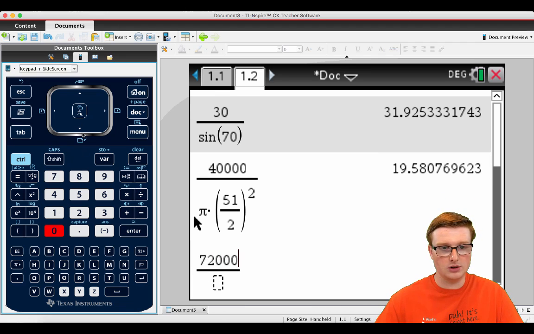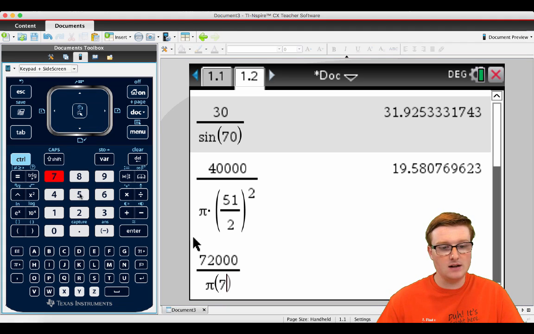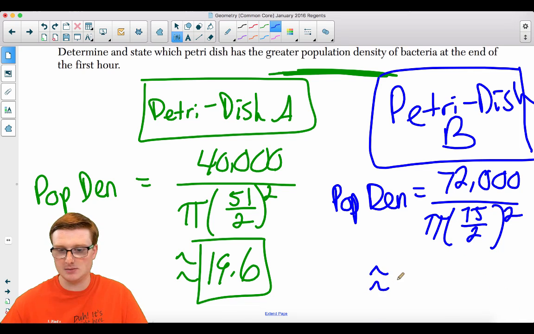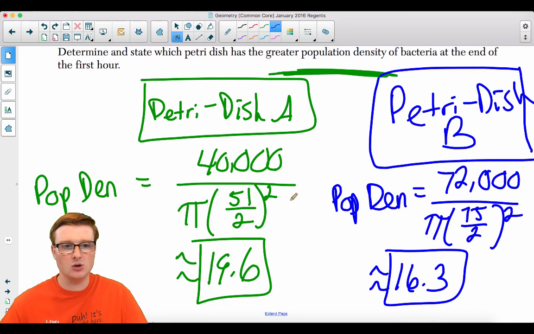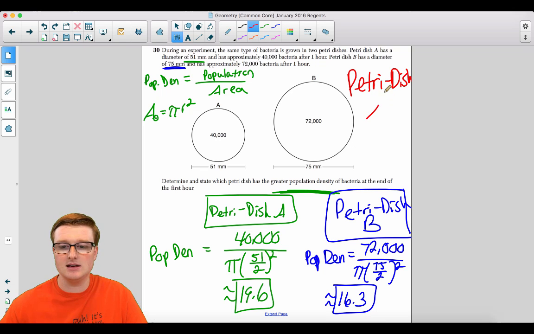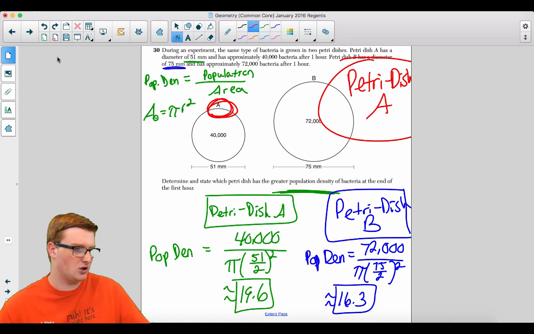72,000 over pi times the radius of 75 halves squared. And we get 16.3-ish. That's approximately 16.3. So it says here, determine and state which Petri dish has the greater population density after the first hour. That is going to be Petri dish A is your answer. So it is going to be this dish right there has the greater population density. That was definitely an interesting question.